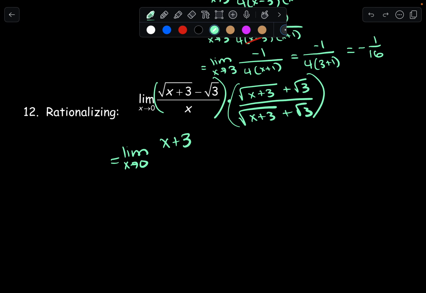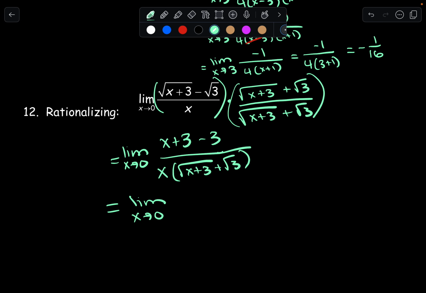This is why we use the complex conjugate, because it simplifies the numerator and it gets rid of the square roots in the numerator as well. So now we have negative square root of 3 times square root of 3. That's going to be minus 3. Denominator, we have our x, and then we have our square root of x plus 3 plus square root of 3. All right, so in the numerator, we have x plus 3 minus 3. That just becomes x divided by x times the square root of x plus 3 plus root 3.